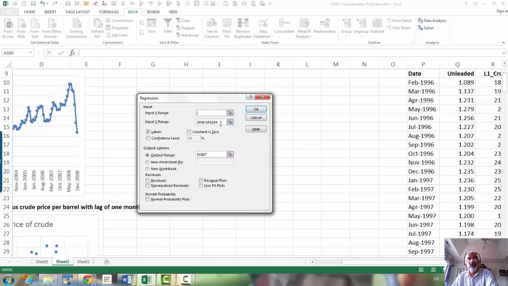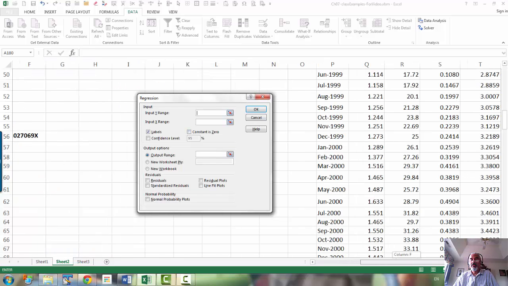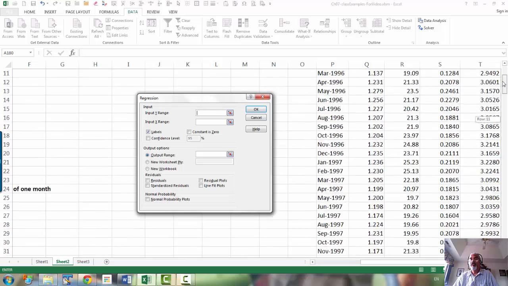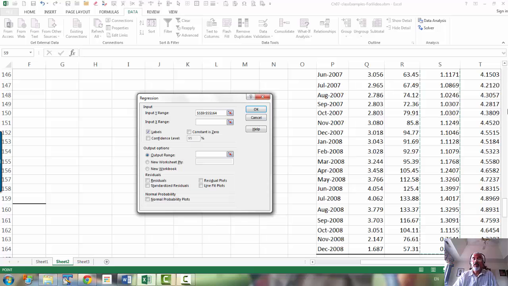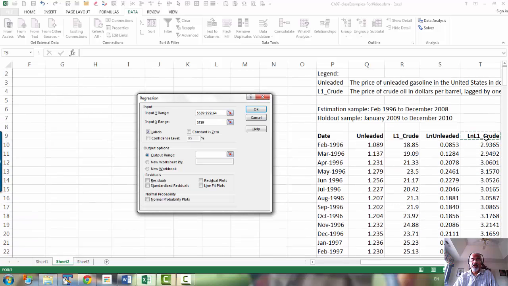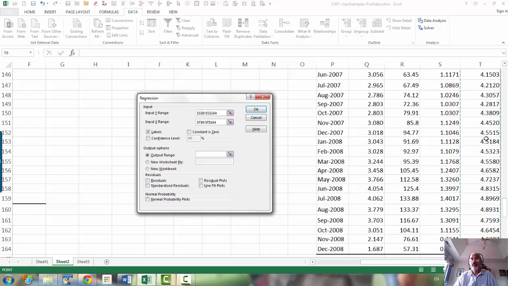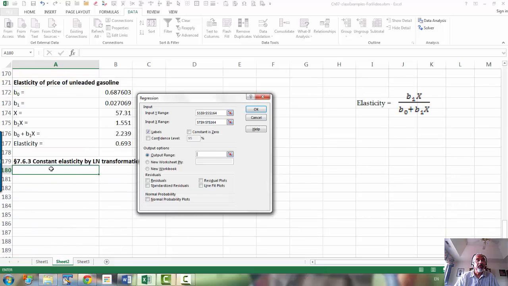The old information is still there, so let's clear them. Now the y range is going to be our ln unleaded. Now the x range is ln crude. Now labels. Now let's put the output right there.